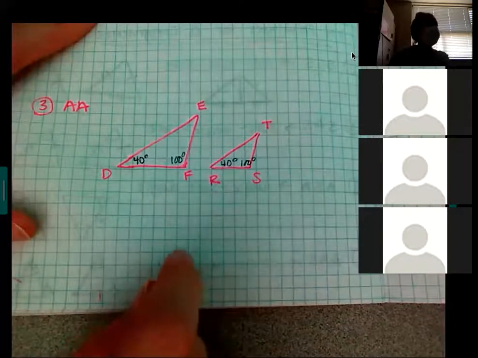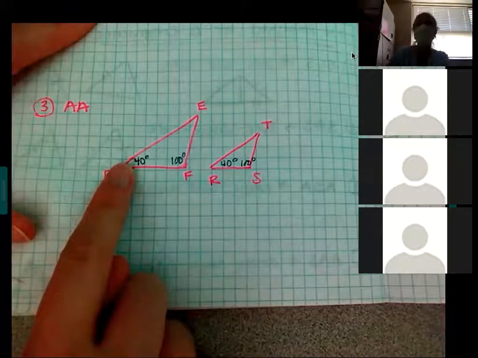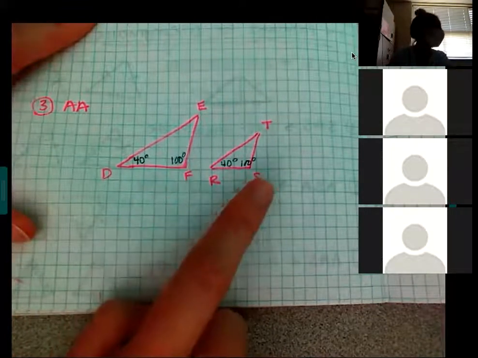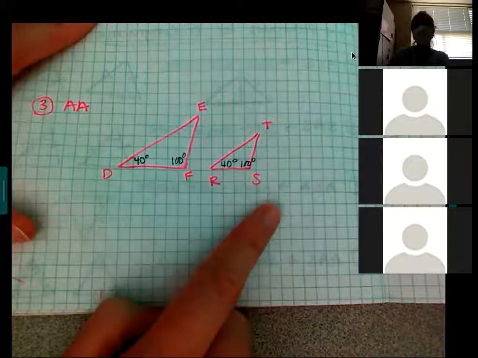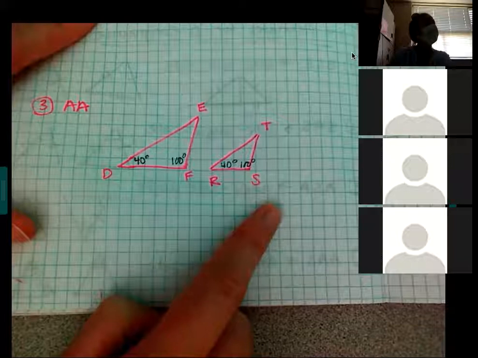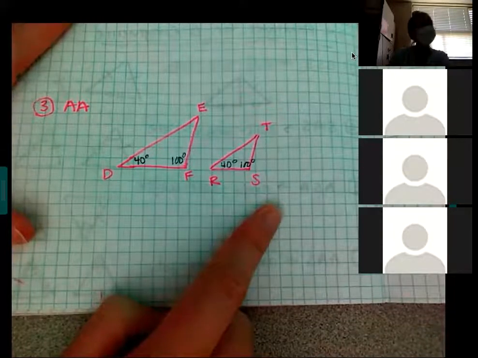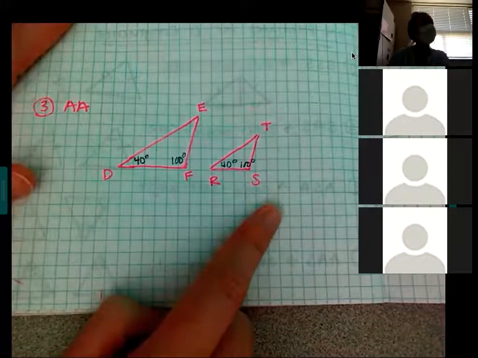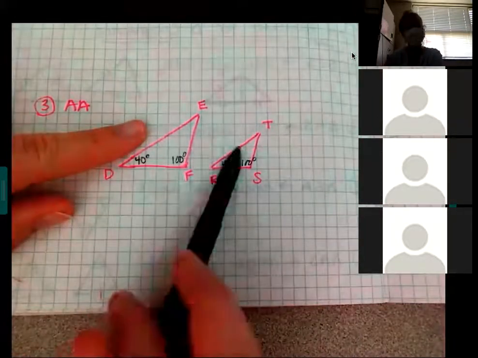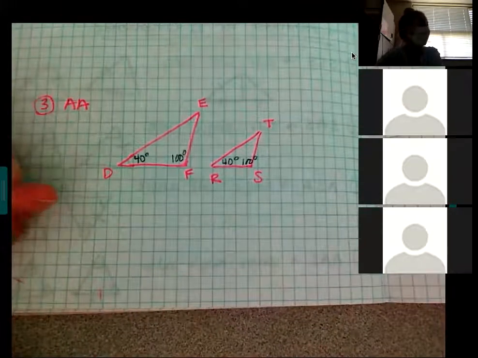All right, does everybody agree angle D is congruent to angle R? And angle F is congruent to angle S? Good. So are these similar? Yes. You don't have to know any sides. If you know two of the angles are congruent, then that also means these sides that they share would be proportional, okay? That's a proof.